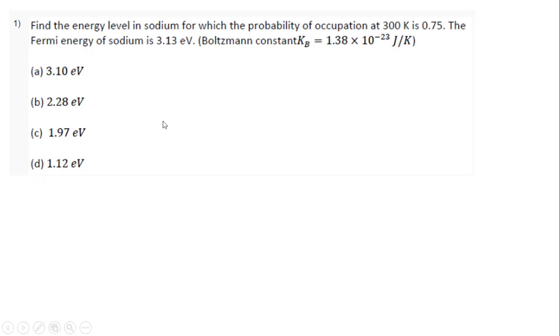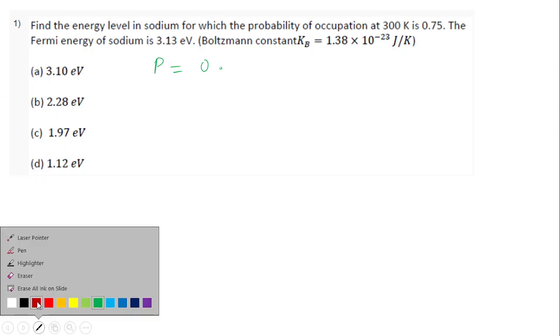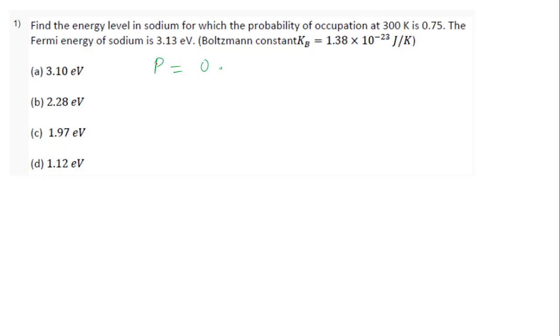Okay, so the first question is, find the energy level in sodium for which the probability of occupation at 300 Kelvin is 0.75. I can change back to red actually, that is better contrast. Probability of occupation of the Fermi energy level is 0.75. Fermi energy of sodium is 3.13 electron volt.